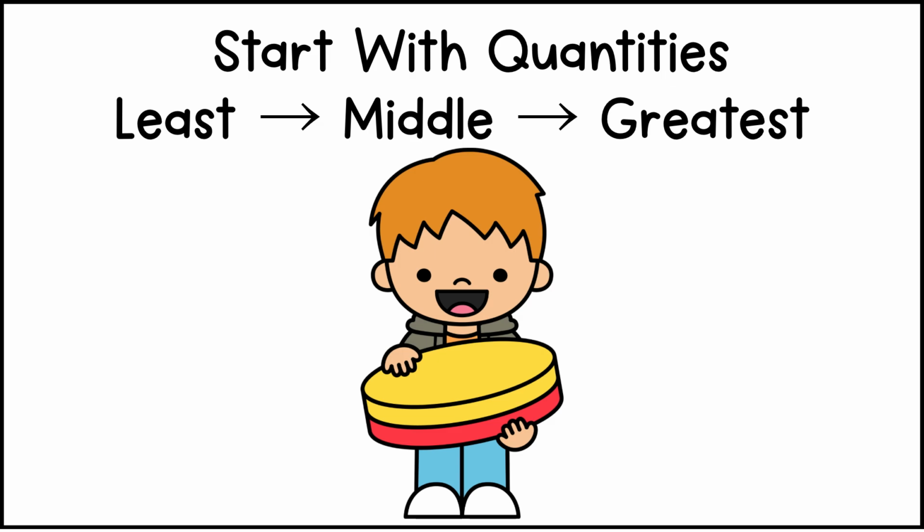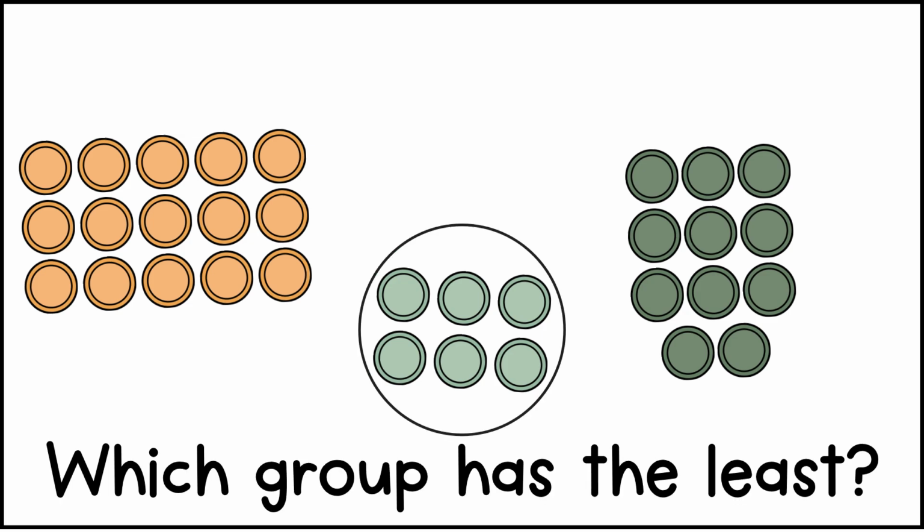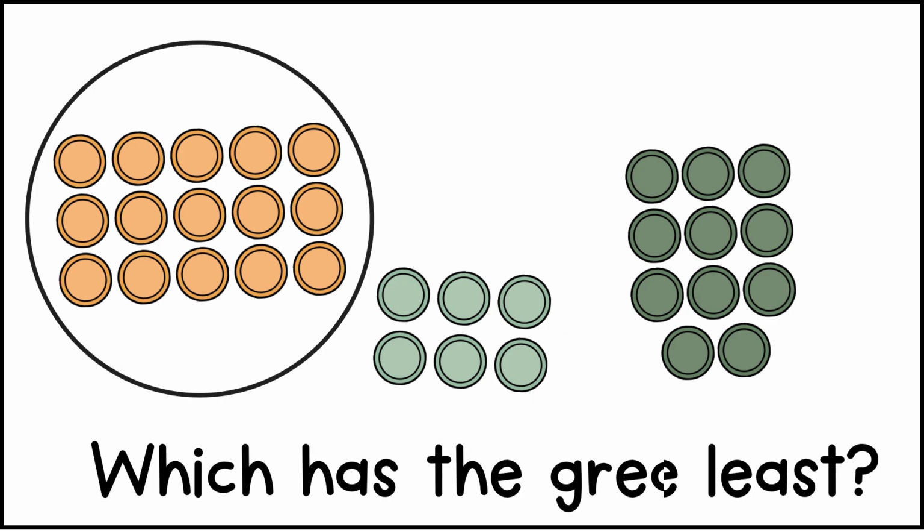Before students order written numerals, give them 3 collections to compare. For example, show groups of 6 counters, 11 counters, and 15 counters. Have students count each group. Then ask which group has the least, which group has the greatest.